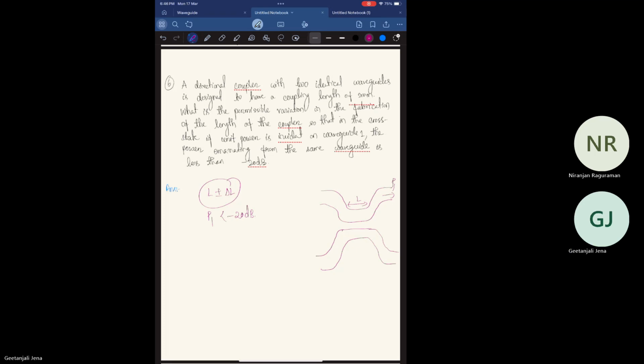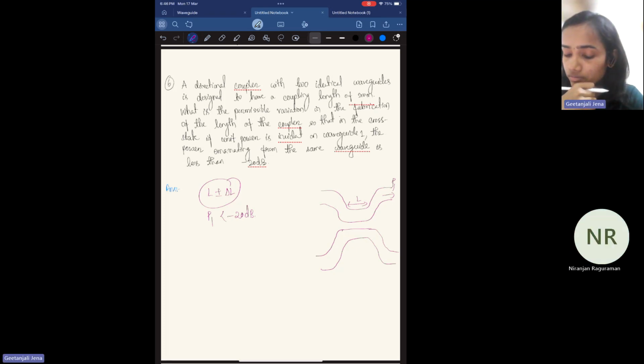So what can you do here? First we need to change the power from minus 20 dB, so we have to convert it to linear power. 20 dB is given, so you need to first convert power from 20 dB to a linear unit.